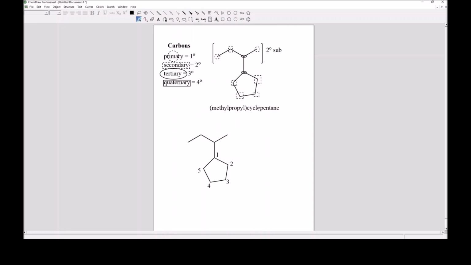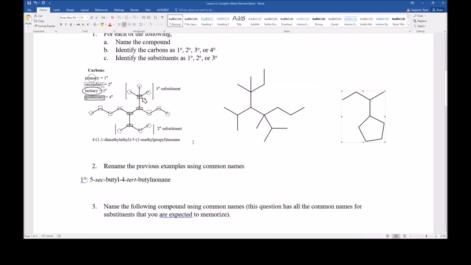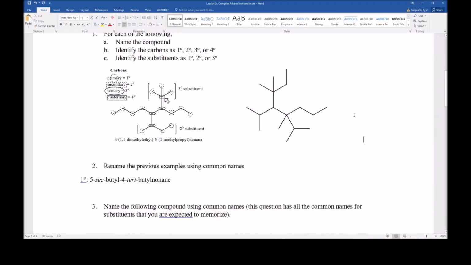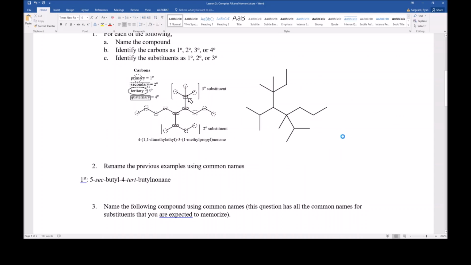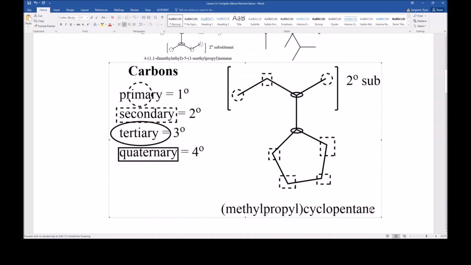Okay. So we've now named the compound, we have identified all the carbons as primary, secondary, tertiary, and quaternary, and we have identified the substituents as primary, secondary, and tertiary. So let's go ahead and drop that compound in, and now we have this last one. And I saved it to the end because it's kind of a nasty beast.